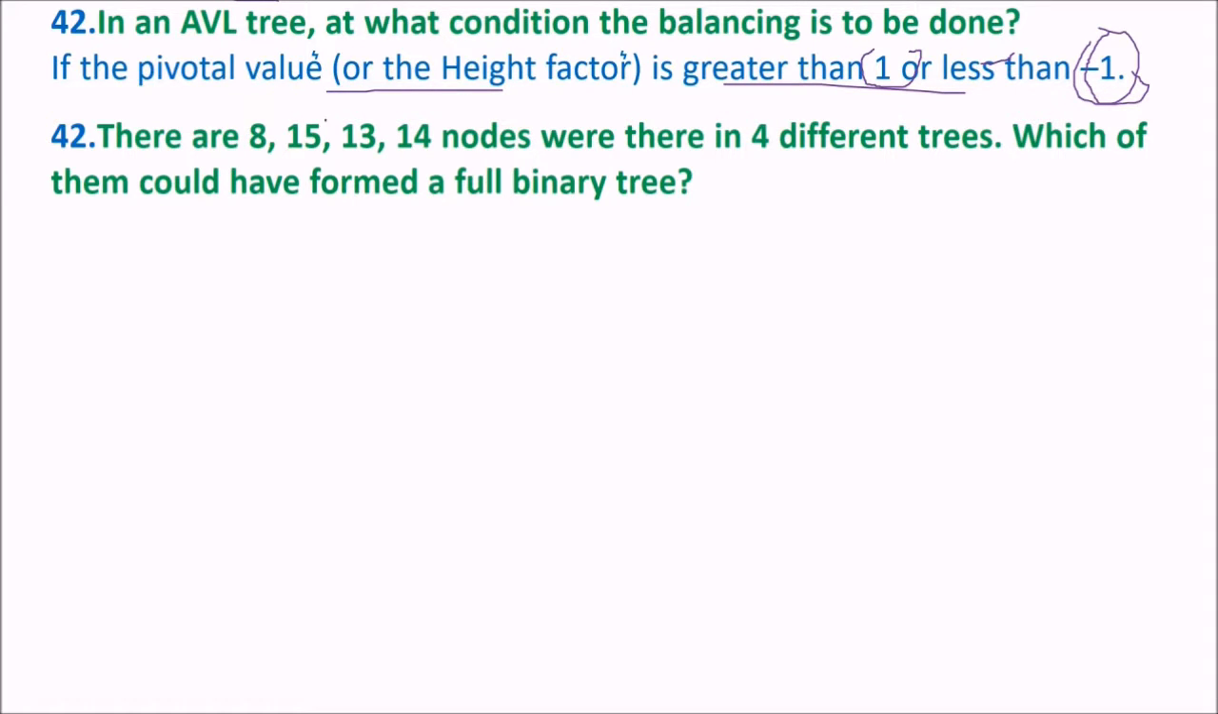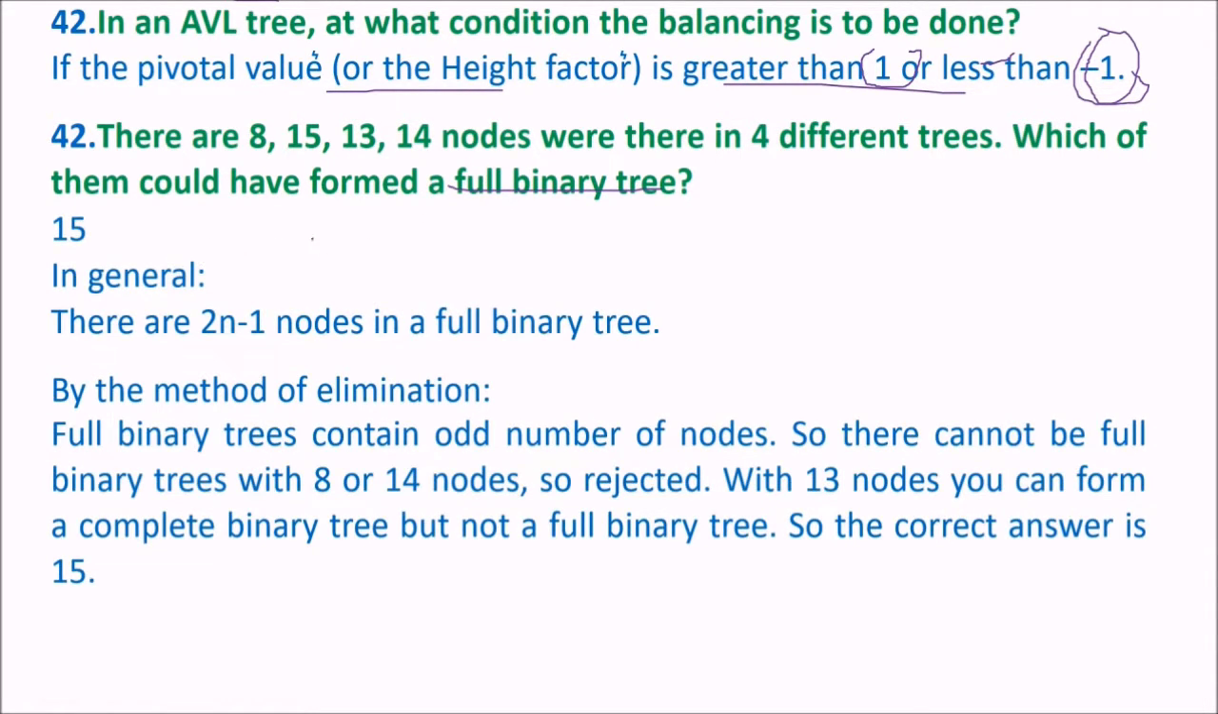There are 8, 15, 13, 14 nodes in 4 different trees. Which of them could have formed a full binary tree? In general, this 15 is the answer. So you have 8 nodes, 15 nodes, 13 nodes, 14 nodes.